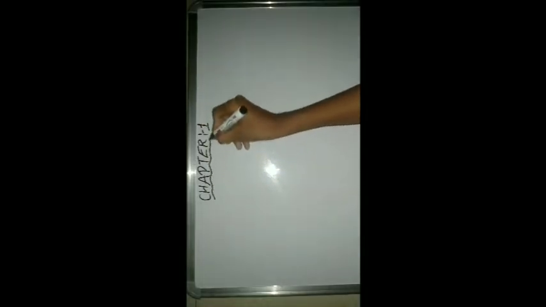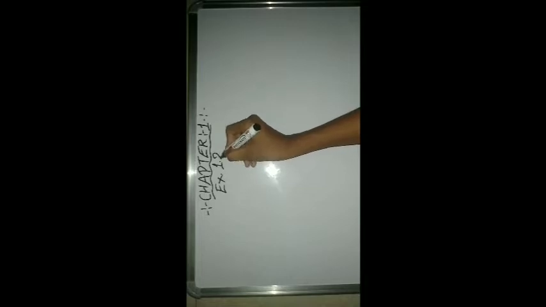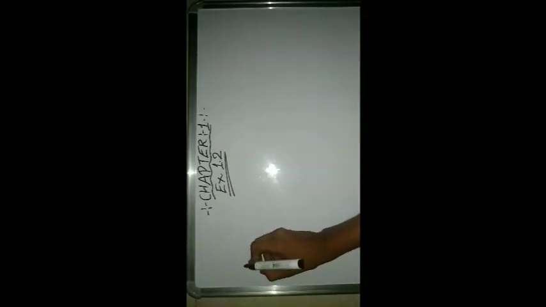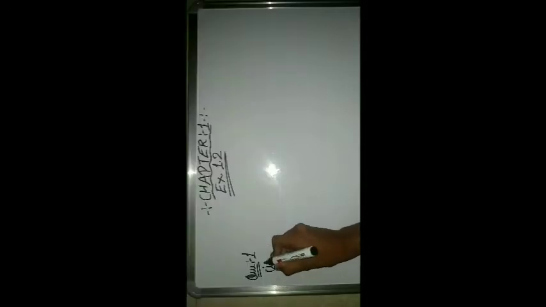In this video we are going to do chapter 1, Real Numbers, of class 10th. In this video we complete exercise 1.2. In our previous videos we completed the chapter 1 basic notes and exercise 1.1. So now we go to question number 1, in which we have to find the prime factors of the given numbers.